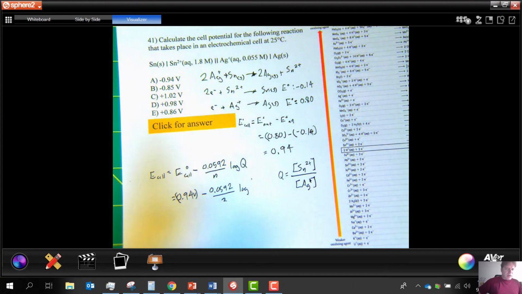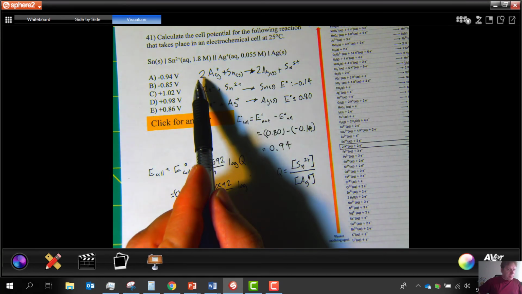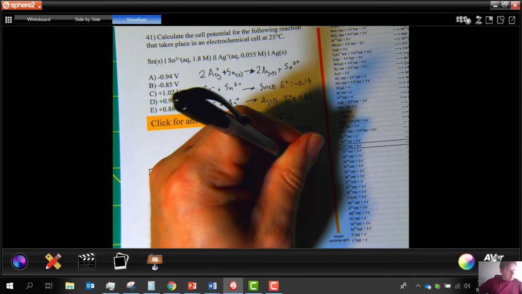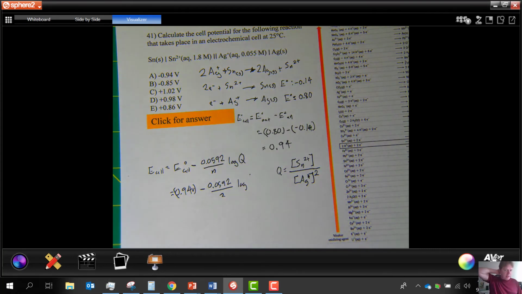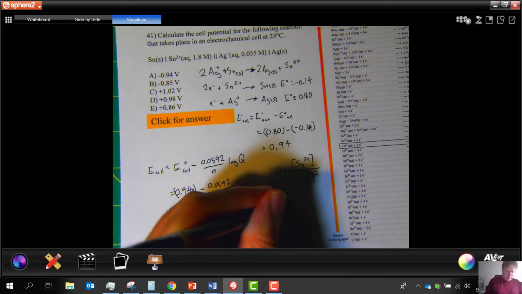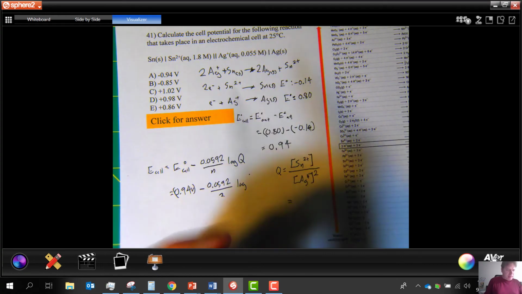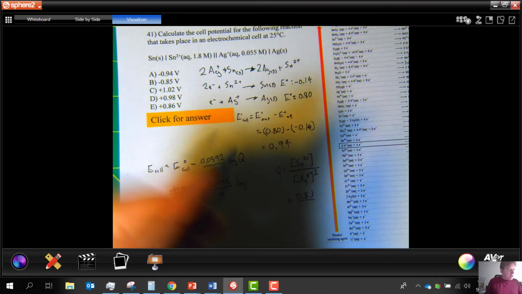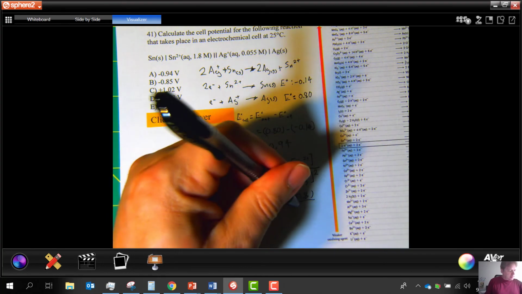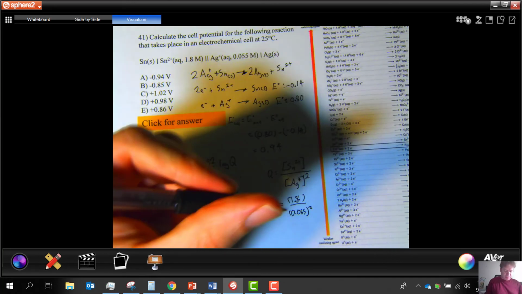Okay, now there's one other thing we need to take into account here. For the silver we have 2 of them, so we need to square that. So silver concentration squared. Okay, so this, again, we did Q in the last chapter, so same thing here. So for the tin concentration we had 1.8. For the silver concentration we had 0.055, and that is squared.